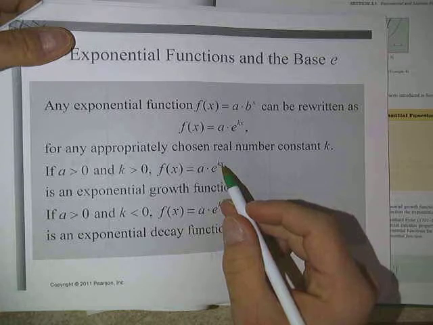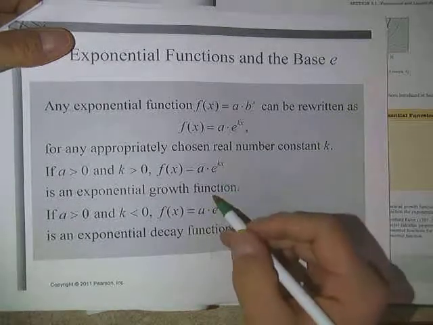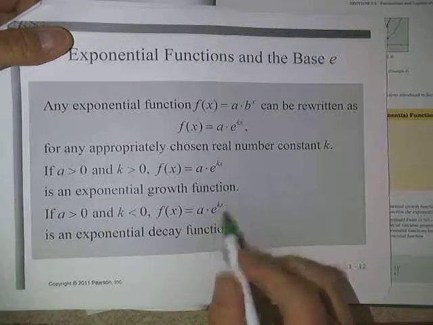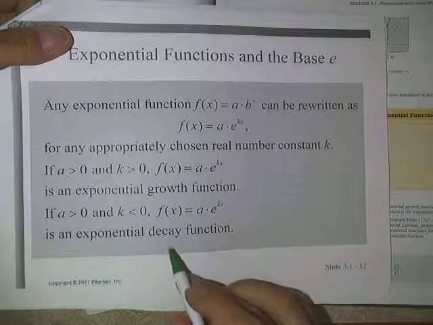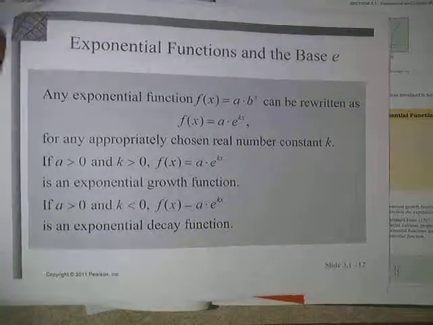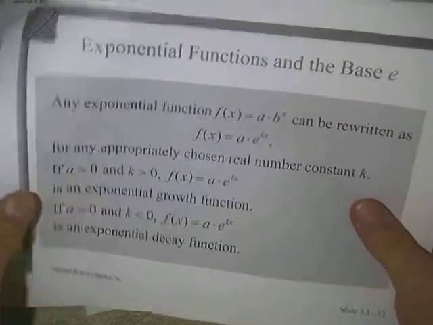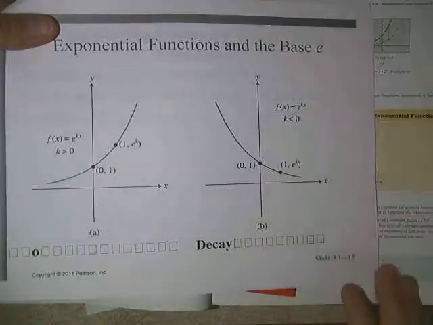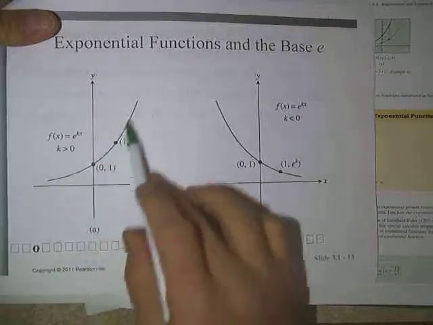Ultimately the same rules apply here. If we have e to a positive coefficient on x, it's going to be a growth function. And if k is negative, if we have e to the negative x of some sort, negative 2x, negative 5x, negative x, that's also going to be a decay function. It's going to have the same rules we had for any general exponential function. All right, we do have a couple of pictures here.